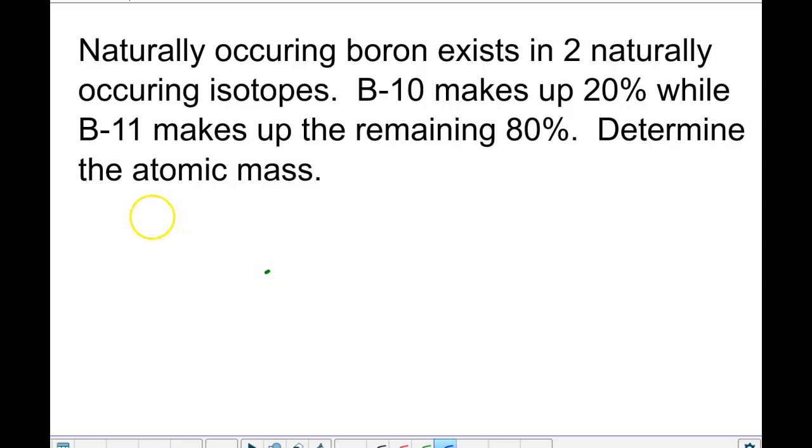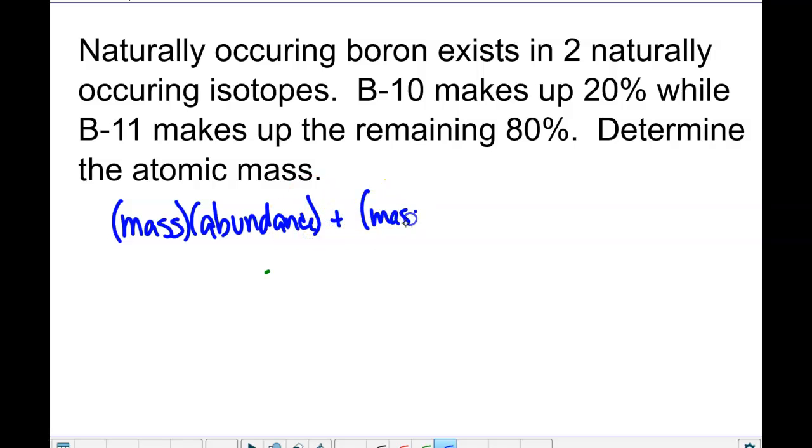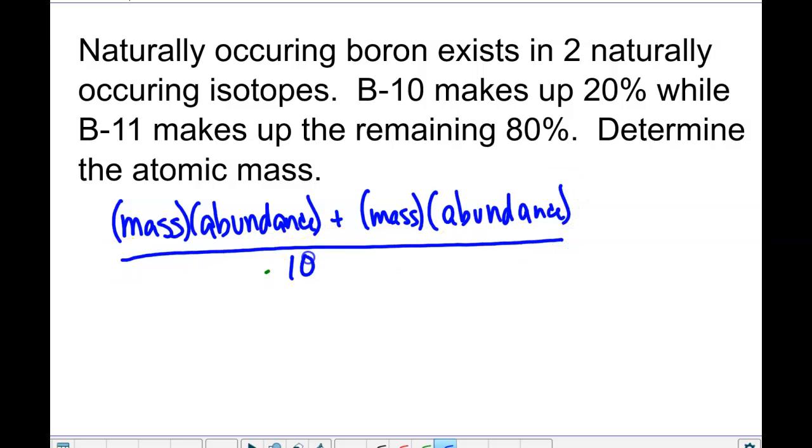So we're going to do the mass times the abundance plus the mass times the abundance. It's only two isotopes here, so I'm just going to leave it like that, divided by 100. Always very important at the end. So go ahead and plug in.